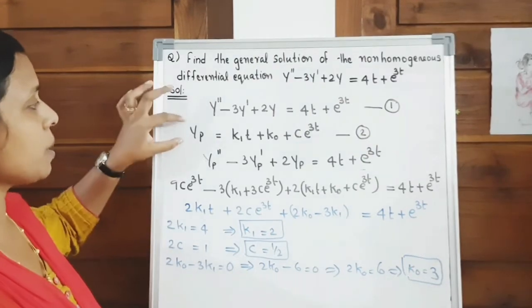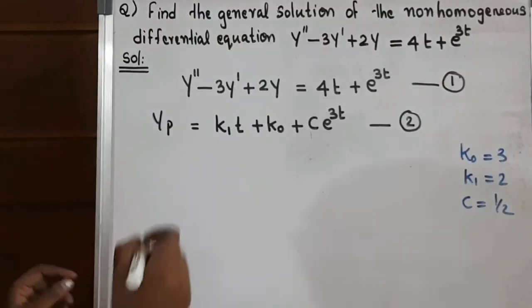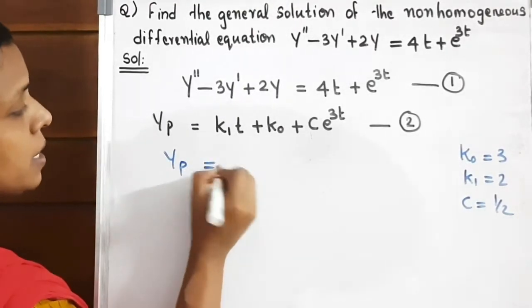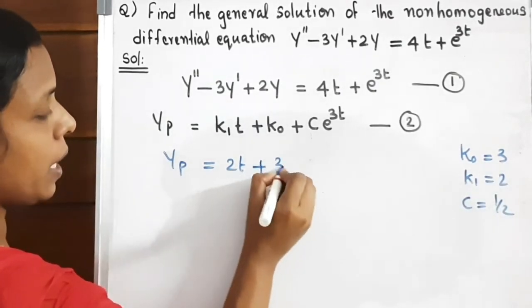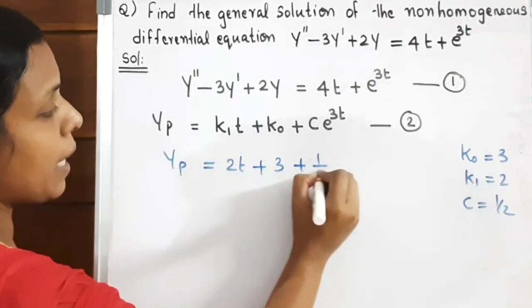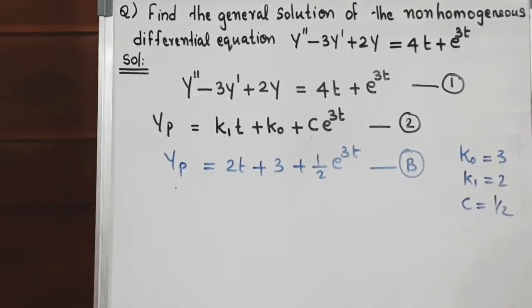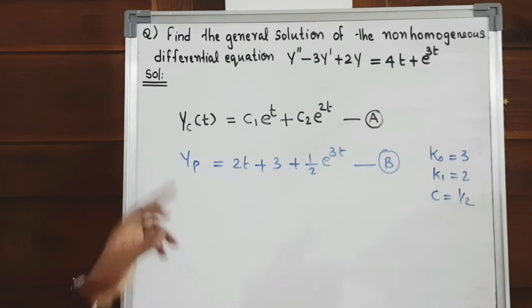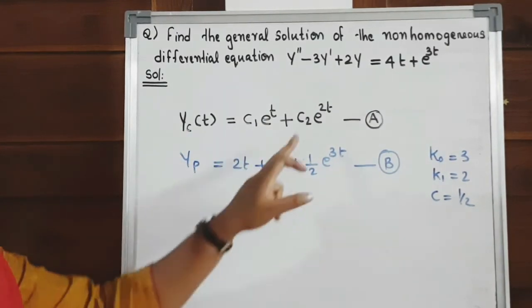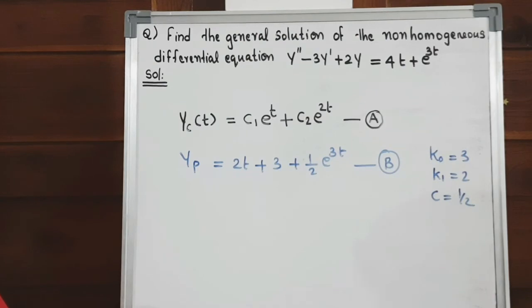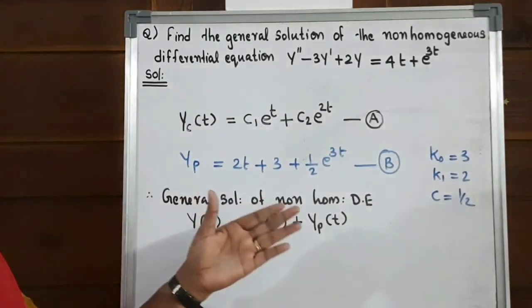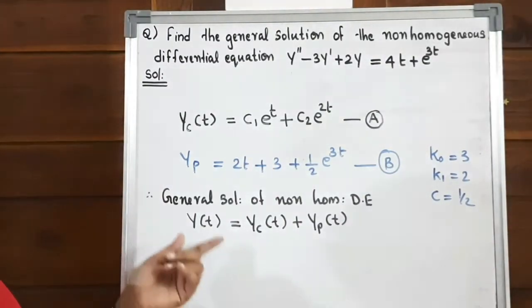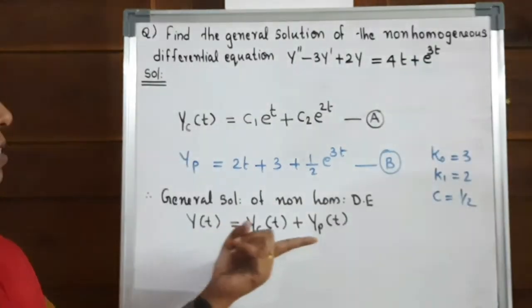Substitute the values in equation number 2. We get yp is equal to 2t plus 3 plus 1 by 2 e raised to 3t. Putting it as equation B. Now we have yc of t is equal to c1 e raised to t plus c2 e raised to 2t, and yp is equal to 2t plus 3 plus 1 by 2 into e raised to 3t. Therefore, the general solution of the non-homogeneous differential equation is of the form y of t is equal to yc of t plus yp of t.